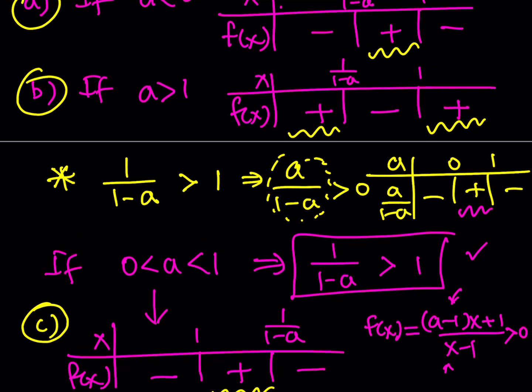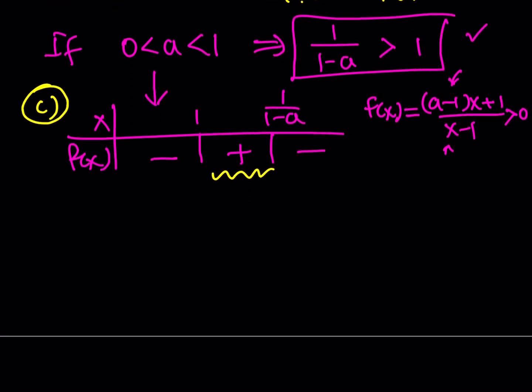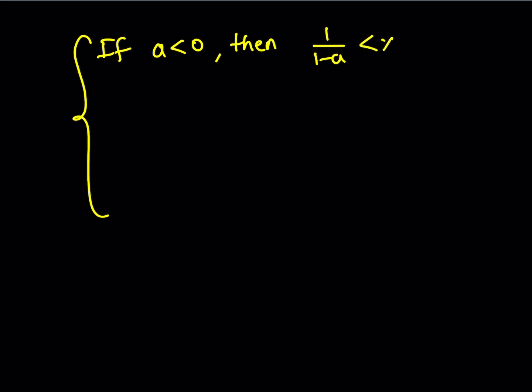So what I'm going to do now is I'm going to write the solutions all together as one piece. Putting this all together, okay? All right, cool. Now, since I'm looking for a solution set, I'm just going to do my curly braces and write all the different cases. So, the first case, if a is less than 0, then my x values are going to be between 1 over 1 minus a and 1.